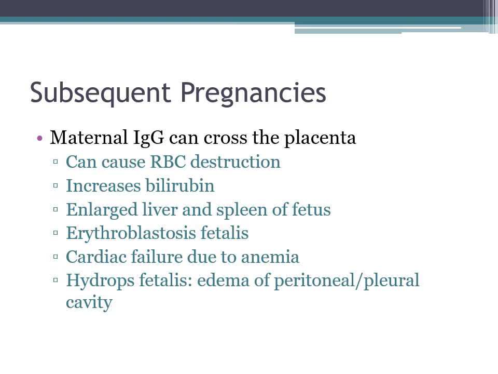For subsequent pregnancies, the maternal IgG can cross the placenta. So we're worried about this because for the initial exposure, we have the antibody that's produced. For the subsequent pregnancies is when we may encounter an issue with those IgG antibodies crossing the placenta. These can cause RBC destruction, which is going to increase our bilirubin, create an enlarged liver and spleen of the fetus, erythroblastosis fetalis, and cardiac problems due to anemia. We may have hydrops fetalis, which is edema of the peritoneal or the pleural cavity.